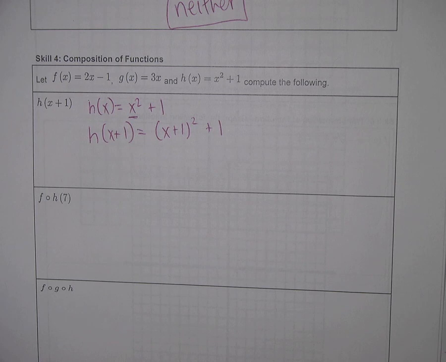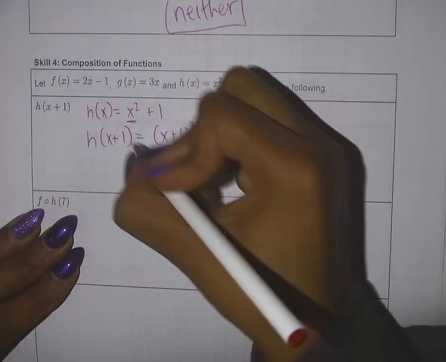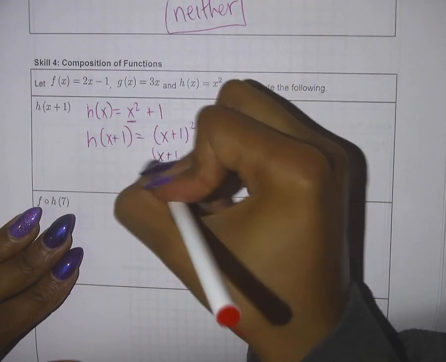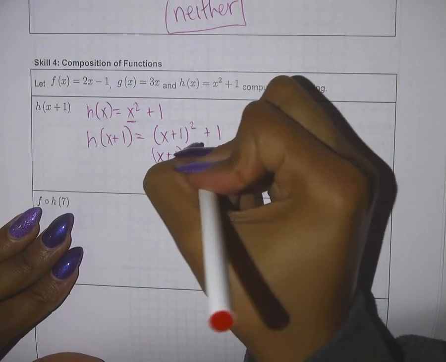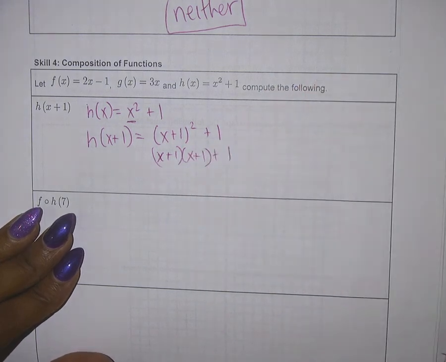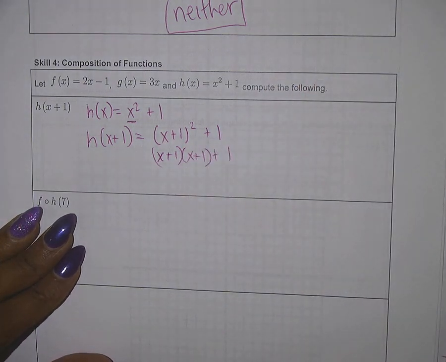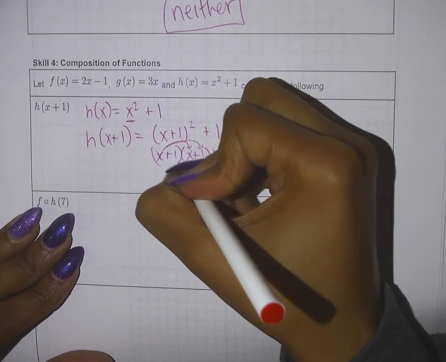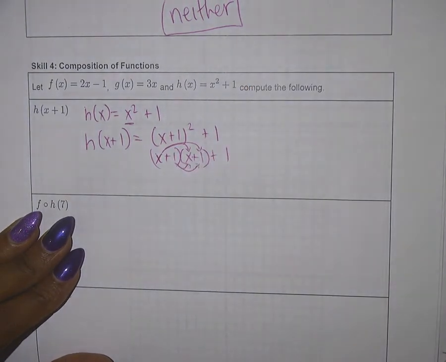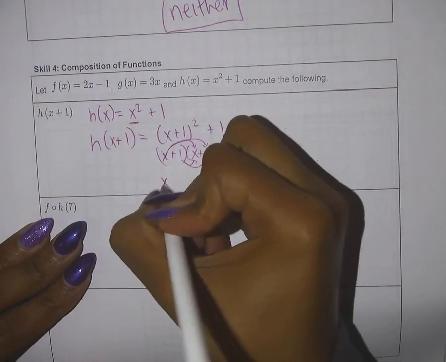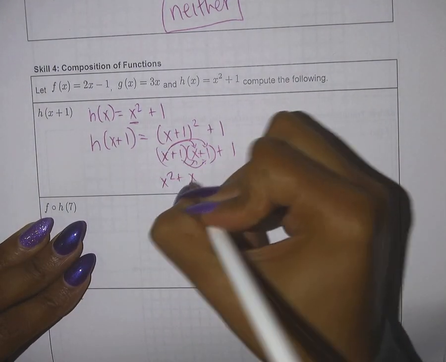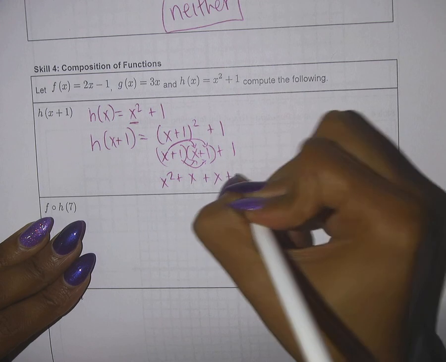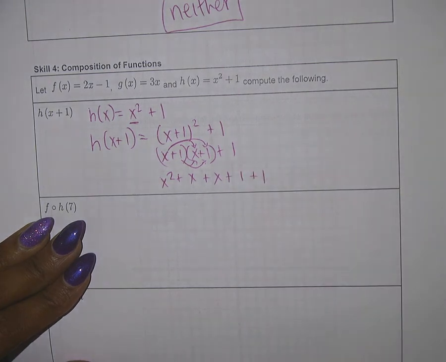Done. Okay, so now I need to go ahead and FOIL this out, right? So this is saying x plus 1 times x plus 1 plus 1. FOIL says here to here, here to here: first, outer, inner, and last. So then that gives me x squared plus x plus 1 plus 1.